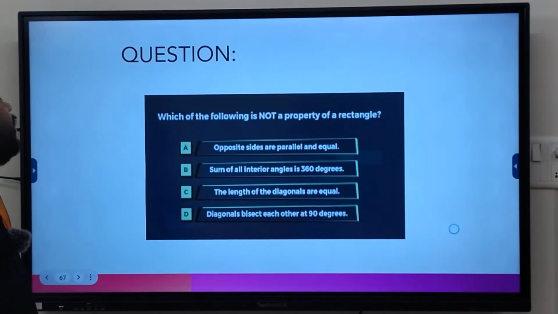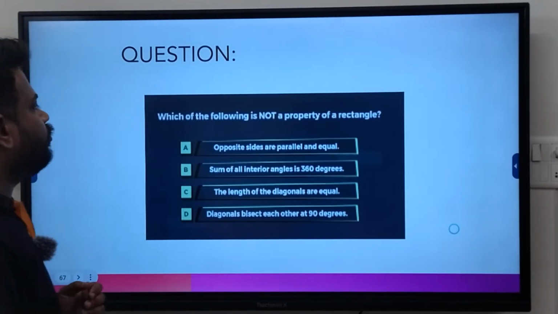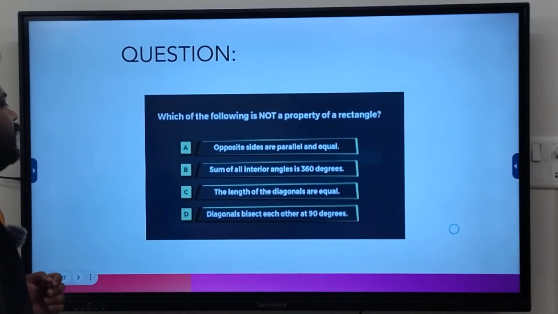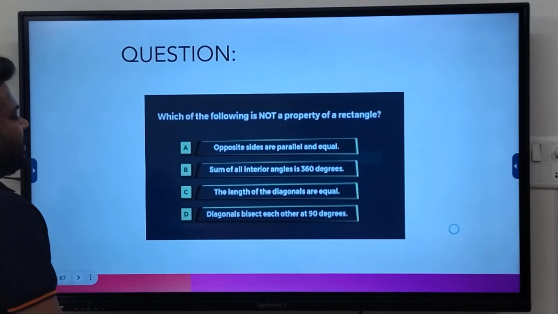Okay, another question. We solve a question: which of the following is not a property of a rectangle? Opposite sides are parallel and equal. Sum of all interior angles is 360 degrees. The length of the diagonals are equal. Diagonals bisect each other at 90 degrees.